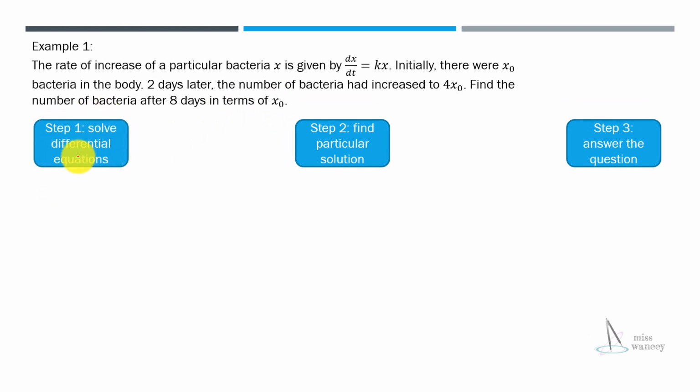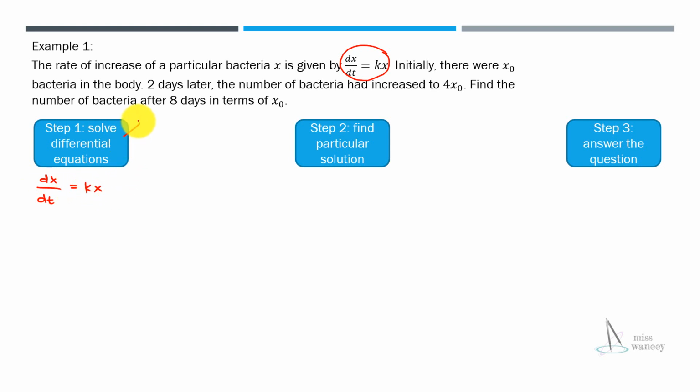Okay, so first one, we have to solve the differential equation. So go to the question and see where is your differential equation. The differential equation is this one, dx over dt equal to kx. Therefore, we have to solve them. So dx over dt is equal to kx.